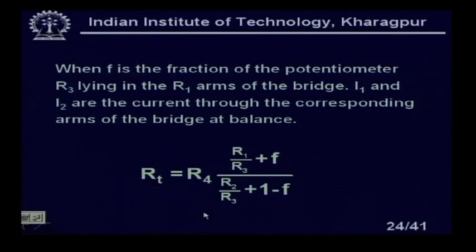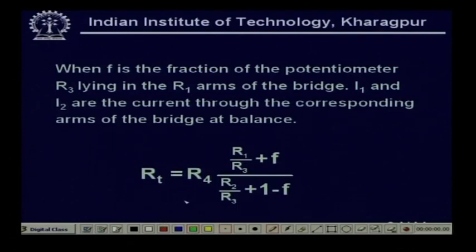So, at bridge balance we can write I R T equal to R 4, R 1 by R 3 plus F, if I take the ratio R 2 by R 3 plus 1 minus F, right. F is a fraction of the potentiometer R 3 lying in the R 1 arm of the bridge. So obviously, in the R 2 arm the fraction of the potentiometer will be R 3 multiplied by 1 minus F, is it not, because on the R 1 arm it is F into R 3.